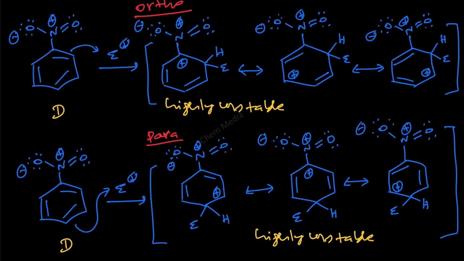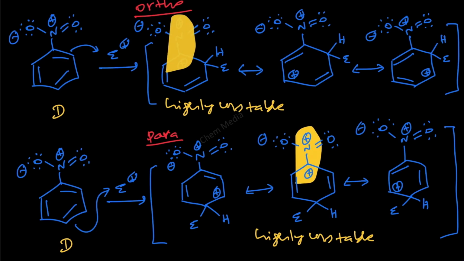So not in this structure. Here we have two positive charges adjacent to each other. So here also, two positive charges adjacent to each other. Therefore, the arenium ions would be highly unstable. But the same thing doesn't happen at the meta position.